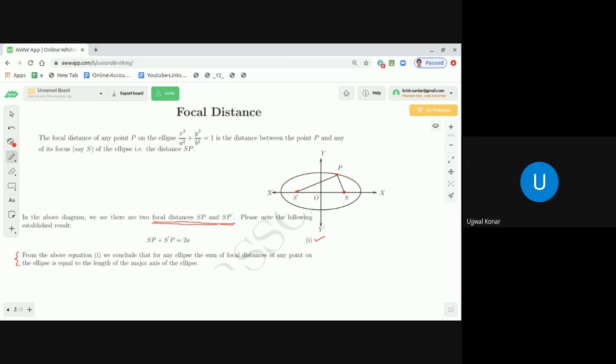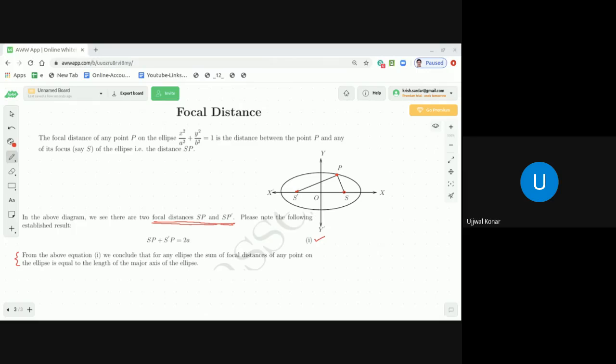So that means there are two foci. So hence there are two focal distances. One is SP and another one is S dash P. So if we add up, that is SP plus S dash P, that will be equal to the length of the major axis, which is 2A. And obviously, whenever we consider the equation x square by a square plus y square by b square equal to 1, our presumption is that A is greater than B. Hence, we can conclude the length of the major axis as 2A. So this is about the focal distance, and that gives us another important discussion.